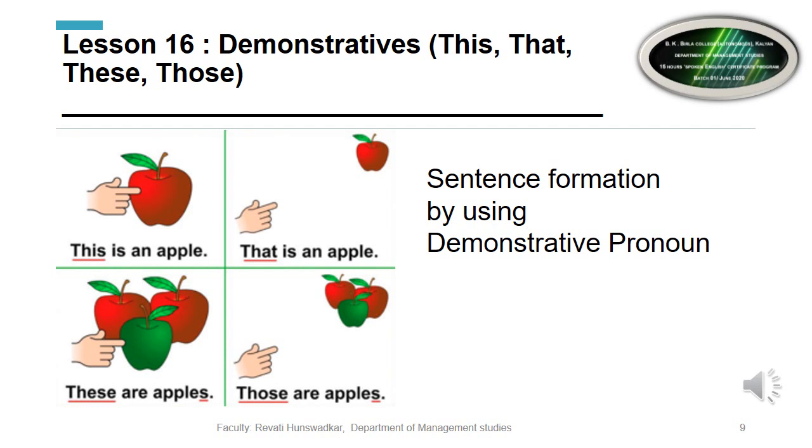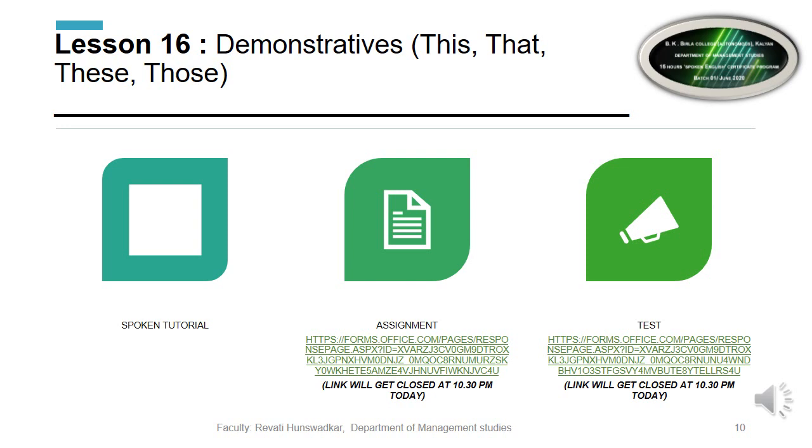So here are some of the sentences I have formed by using demonstrative pronouns. I hope lesson number 16, demonstrative pronouns, this, that, these and those, has been clear to your mind. So here we come to the end of day 8 and we have completed our lesson number 16, demonstrative pronouns. I hope demonstrative pronouns have been very clear to you all. I have covered each and every aspect with basic examples and information.